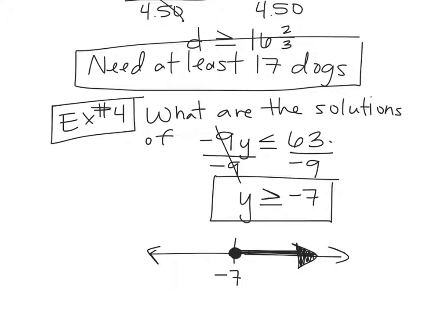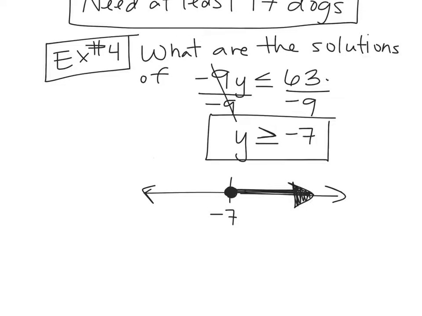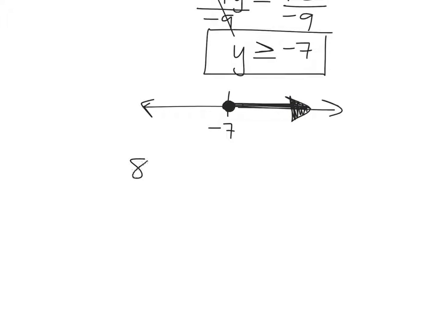Okay? How about this one? 8x is less than or equal to negative 64. Am I going to flip my sign? No, not right now. Okay? Here's the deal. Yes, there is a negative in this problem, but am I dividing both sides by a negative? No, okay? So be careful with that, because a lot of people make that mistake and they flip it because they see a negative in the problem. That's not how it works.